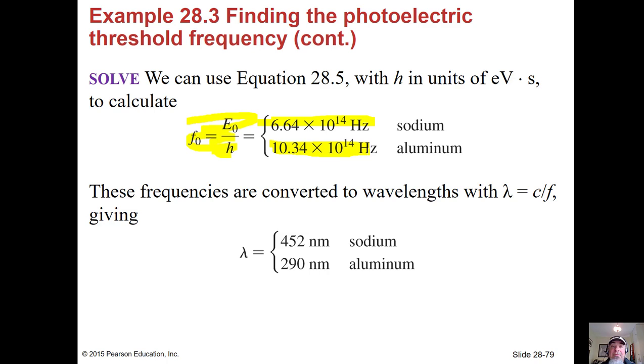Okay, so then you can figure out, as is being done here, the cutoff frequency, the minimum frequency that you need to liberate these. Then if you want to get the wavelength, we could use this relationship. So the wavelength is the speed of light, that's what c is, 3 times 10 to the 8th meters per second, divided by the frequency, which we just got from up here. Okay, good. So sodium, 452 nanometers, aluminum, 290 nanometers. Again, remember, lower wavelength means higher energy, so that works out as well.